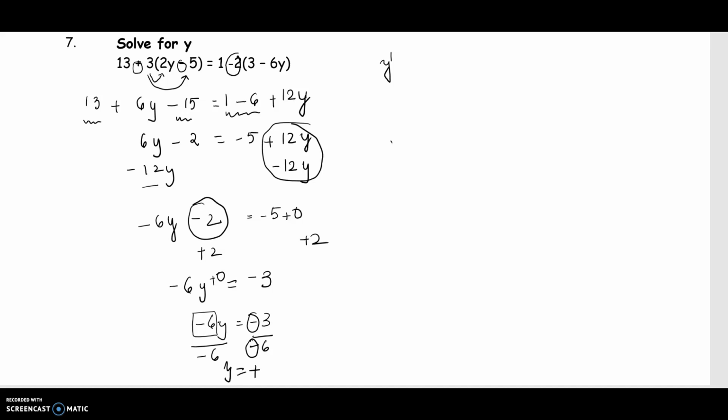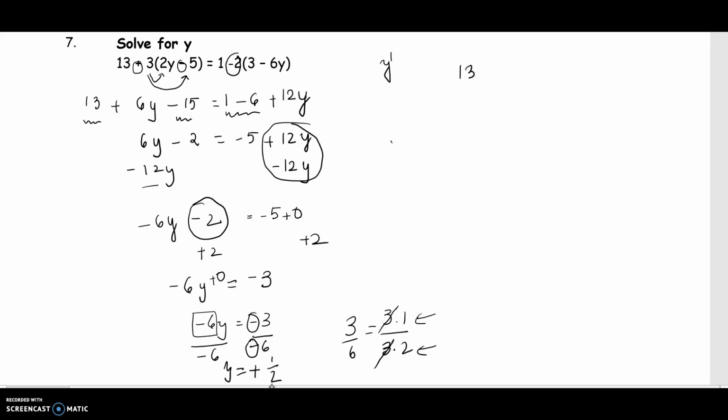That's the rule. 3 over 6 can be simplified. So 3 times 1 over 3 times 2, that's what it is, 3 over 6. So the 3's get cancelled and we're left with 1 in the numerator, 2 in the denominator. So y equals half. We can always plug the numbers back into the equation.